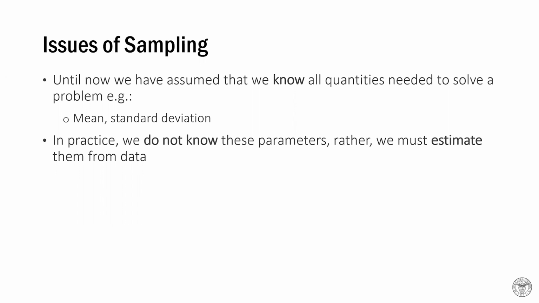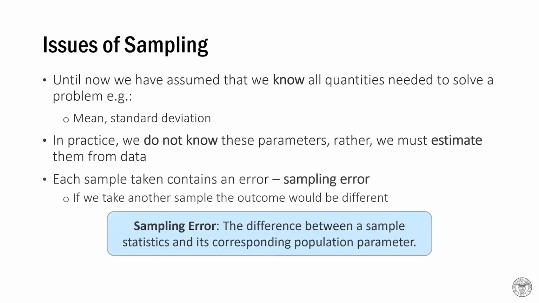It seems that we know how to obtain all those important statistics, such as mean and standard deviation about the population. The fact is, we do not know these parameters. Rather, we must estimate them from data because there exists sampling error. For example, the outcome will be different if we take another sample. So the difference between a sample statistic and its corresponding population parameter is defined as the sampling error.